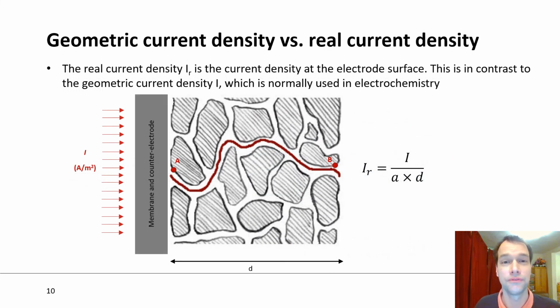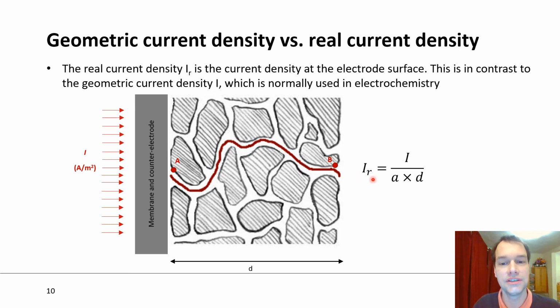What can sometimes be a bit confusing with these porous materials is what current density means. Is the current density per square meter of area, or is it really the current density at the electrode material? For that we have 2 types of current density, namely the geometric current density, where we just say if this is 1 square meter, then we put in a certain current, and that is the current per square meter. And we have the real current density, where we really look at what is the current density at the electrode surface. Now these 2 you can connect together via this equation.